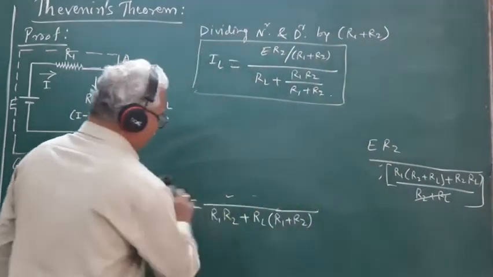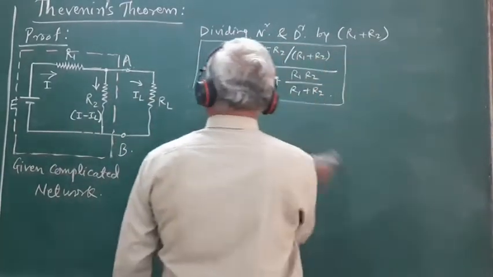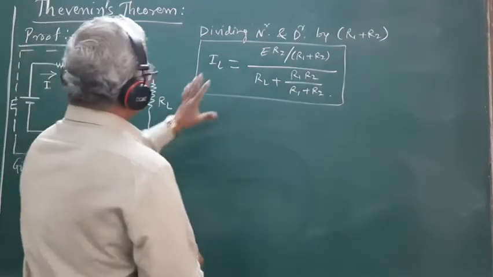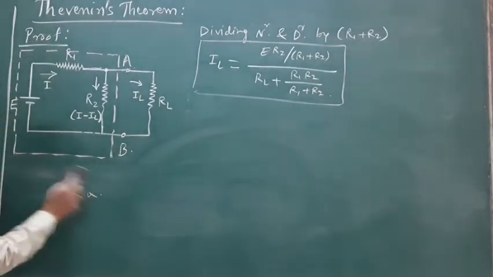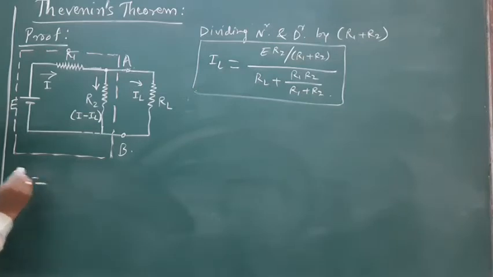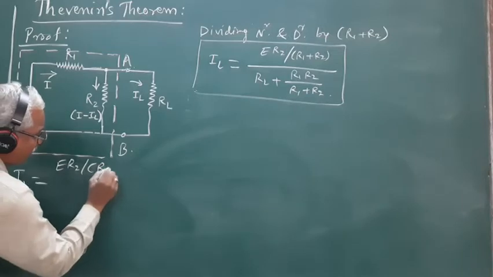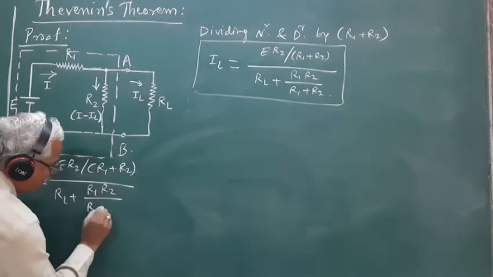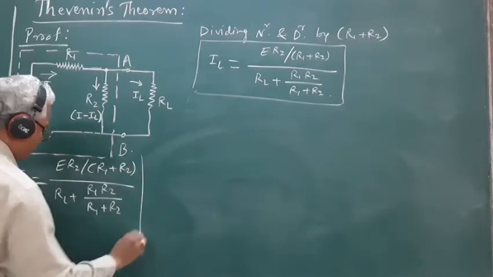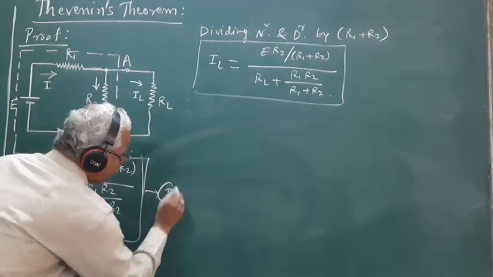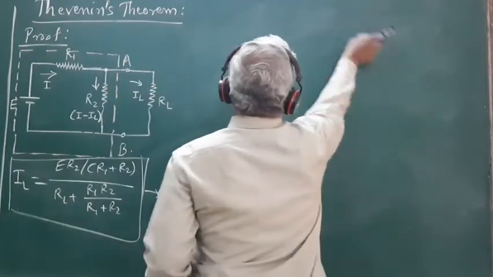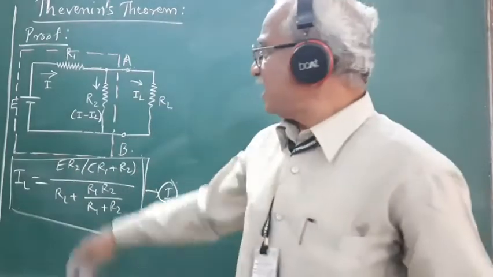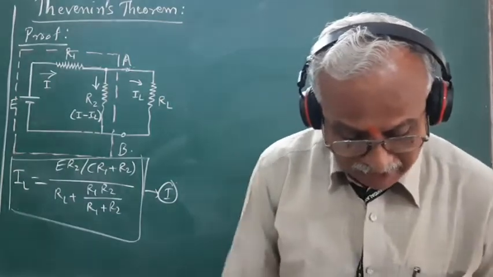So let us obtain the expression for the load current when this complicated network is replaced by the Thevenin equivalent circuit. Now remember this expression for the load current IL is equal to E_TH by R_TH plus RL, by the Thevenin equivalent circuit.